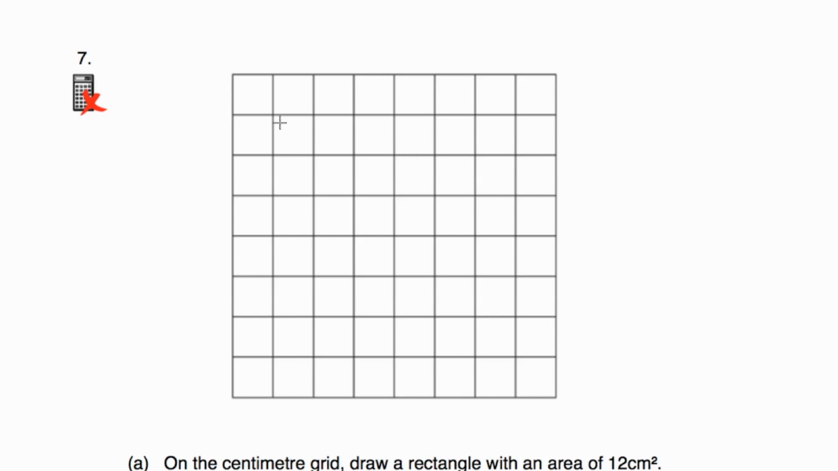So I'm thinking maybe 2 rows of 6. So if we do a row of 6, so 3, 4, 5, 6, and then if we go down 2 and then go across and then up, that rectangle should have an area of 12 centimetres squared. And let's just count and check. It's got 1, 2, 3, 4, 5, 6, 7, 8, 9, 10, 11, 12. So the area of that rectangle is 12 centimetres squared.